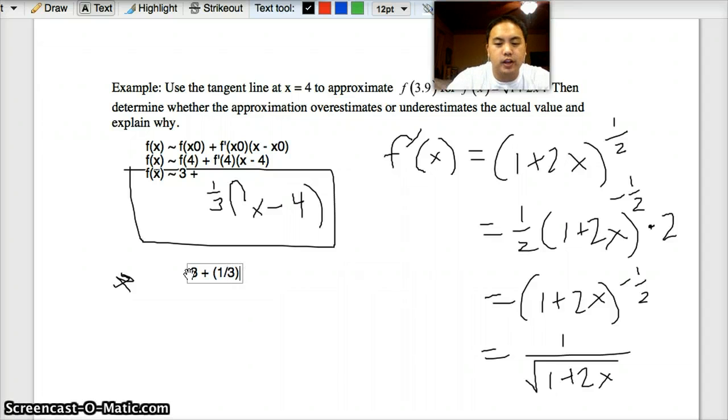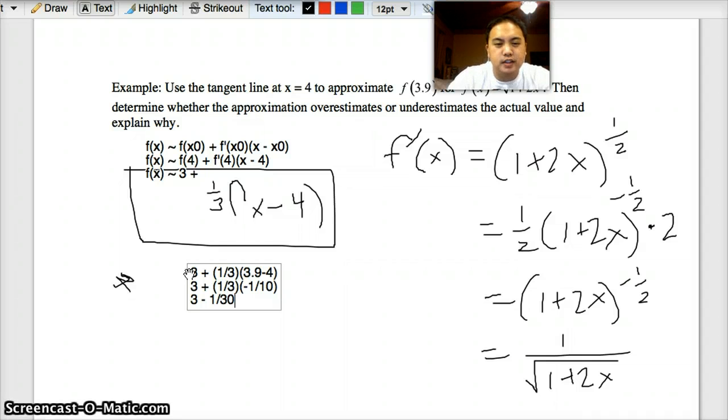And it's going to be 3.9 minus 4. So again, you can calculate this in your head. 3.9 minus 4 is negative 0.1, or negative 1/10. And if I multiply this out, I get 3 minus 1 over 30.